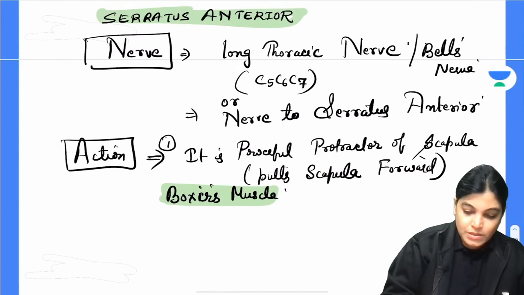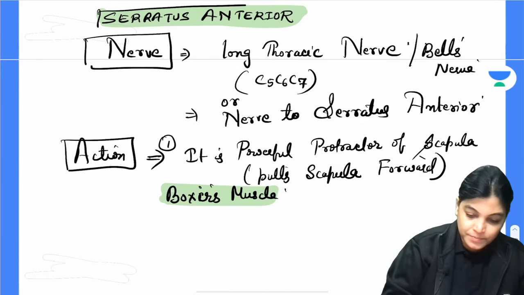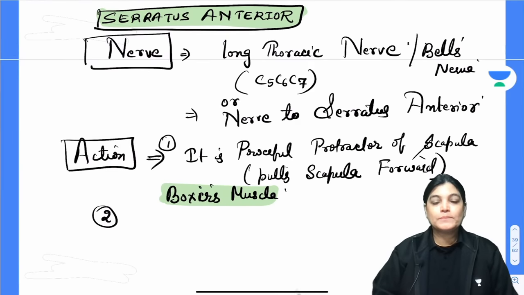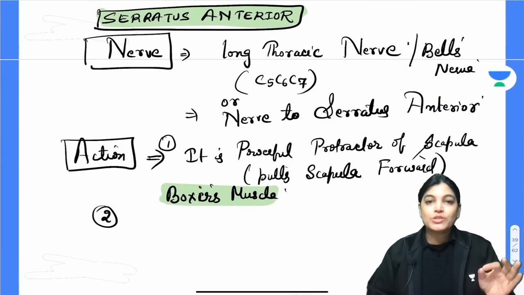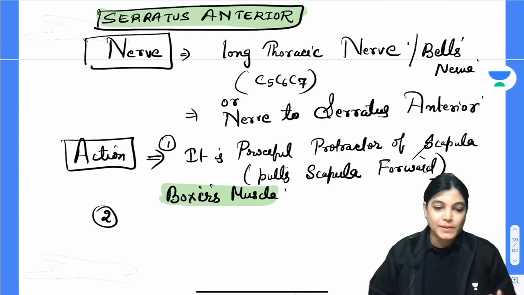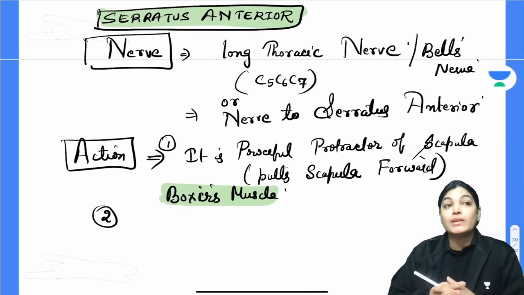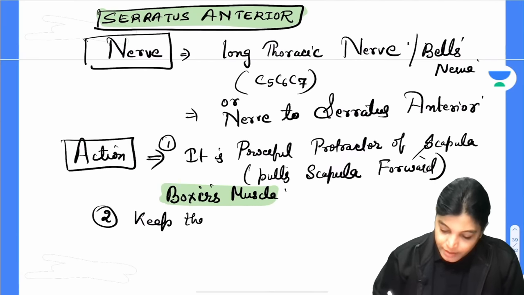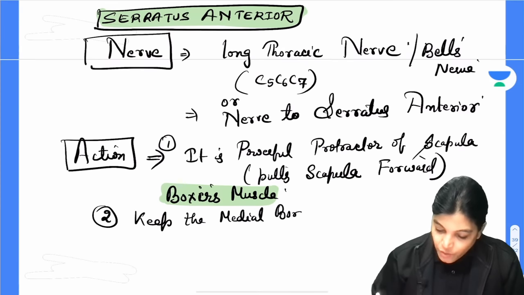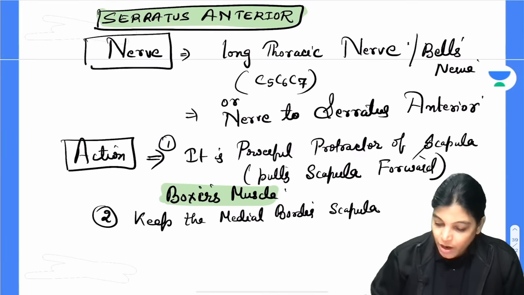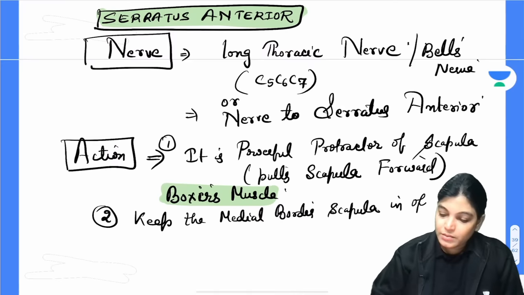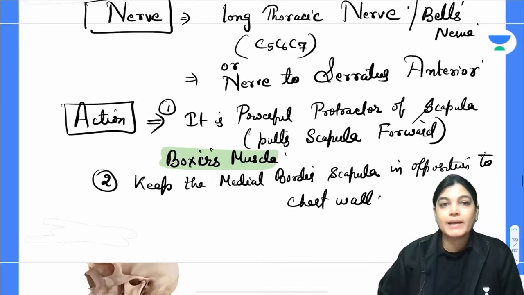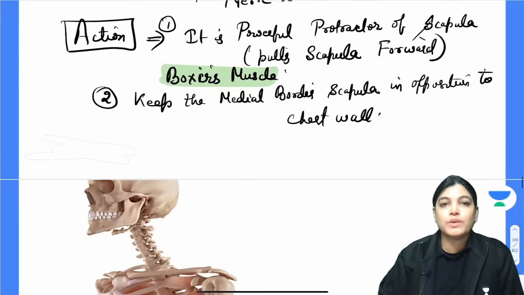Now, this is about the first action. Let's move on with the next action. Second: the muscle is also attached to the medial border, costal aspect of the scapula. So it keeps the medial border, which is also called the vertebral border of the scapula, in firm opposition to the chest wall. This is the second action.